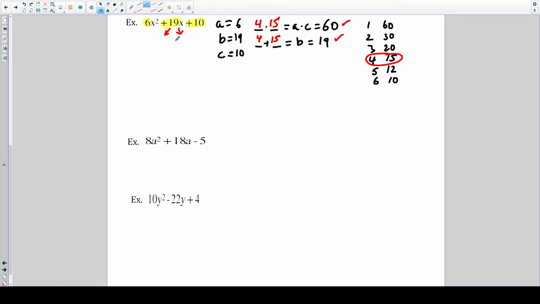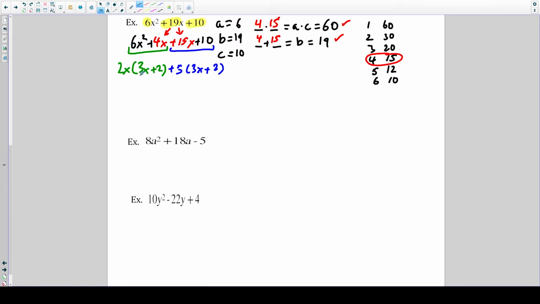Either 4x or 15x first. I'm going to go ahead and use the 4x, and the 15x comes afterwards. The 6x squared and the positive 10 are unchanged. What I'm going to do here is split these up into pairs. Factoring out the GCF of the green pair is 2x, and I'm left with 3x plus 2 on the inside. And from the blue pair, I'm going to factor out a positive 5, leaving us with 3x plus 2.